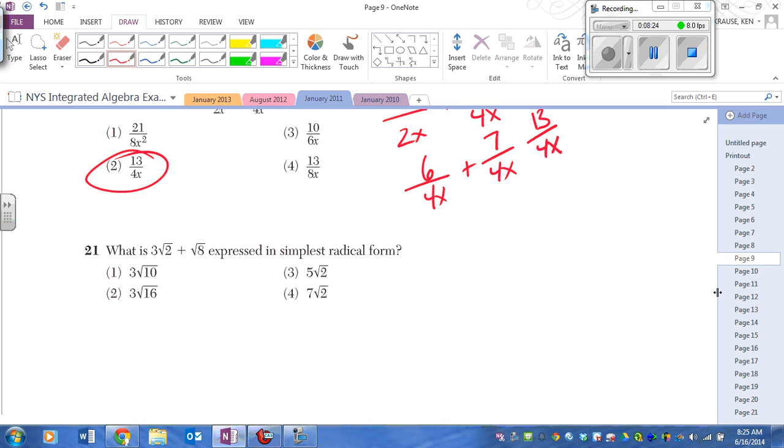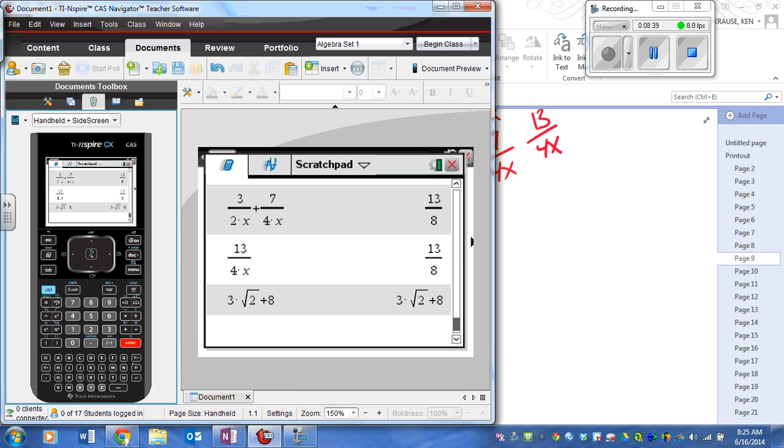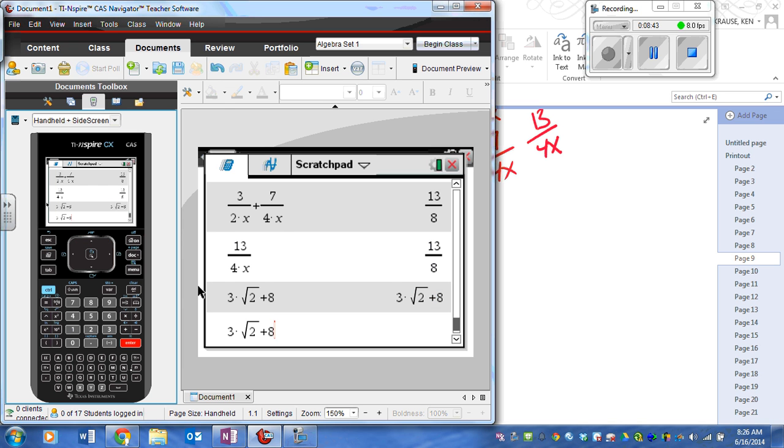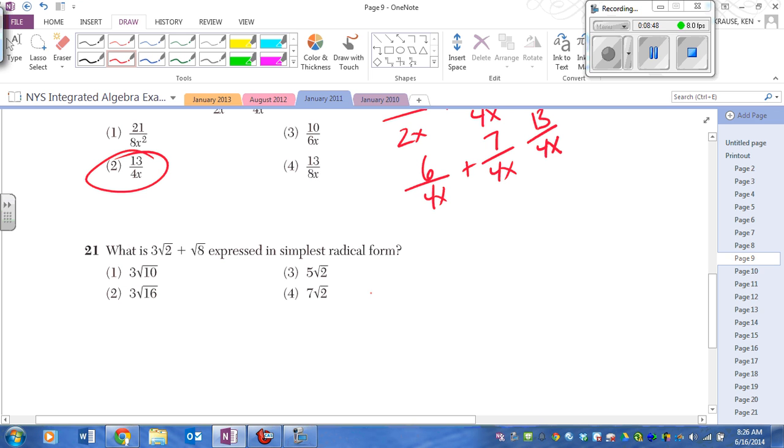Alright. Again, I'm going to type this right into my calculator. I'm going to get the decimal, aka crappy answer. 3 square roots of 2 plus 8. Decimal point, 12.24. Now, having said that, I'm going to do it the right way.